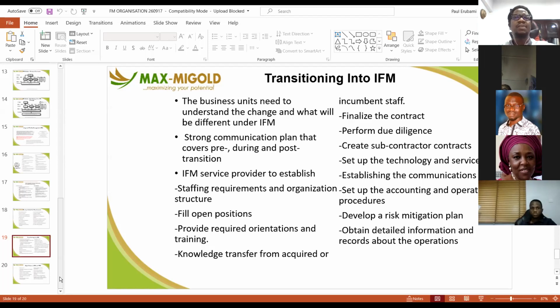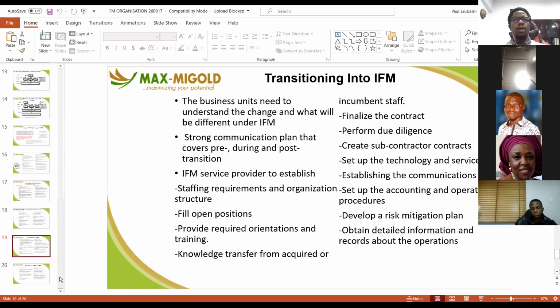And then the IFM service provider that is coming in must establish staff requirements and additional structure, fill open positions, provide required orientation and training, and transfer knowledge from acquired or incumbent staff. Because if a transition is not done, I have one case in my hand right now where the client is saying, take over this large portfolio from us. And we are saying, we want a 3 month transition where we will understand what has been happening here, where we will document all of the things that you could not document for all these years. You've been managing it using these other people, right? And then after that, we will fully take it over.